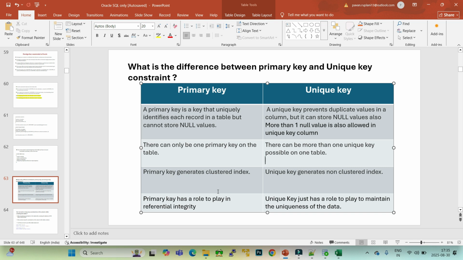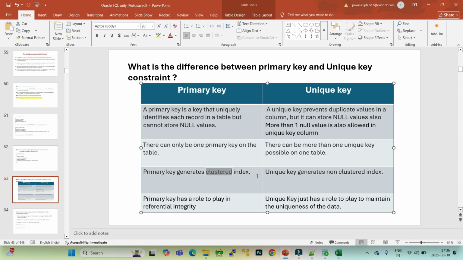Now, what is the third difference? Primary key generates clustered indexes and unique key generates non-clustered indexes. Now, index is a different topic altogether. This is types of indexes, by the way, and this is also one of the interview questions. What are indexes, and what are the types of indexes? Why we use indexes and what is the concept behind indexes, we will learn in a separate video. But for the time being, you can understand that there are two types of indexes in Oracle SQL. The first one is clustered indexes and the second one is non-clustered indexes, right?